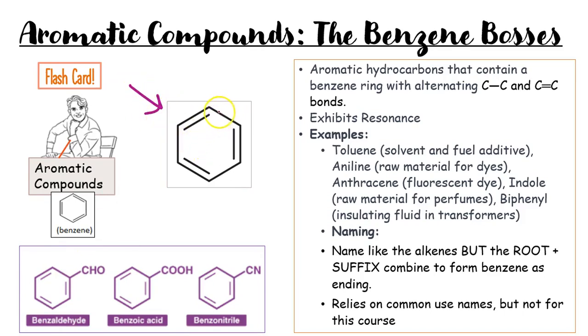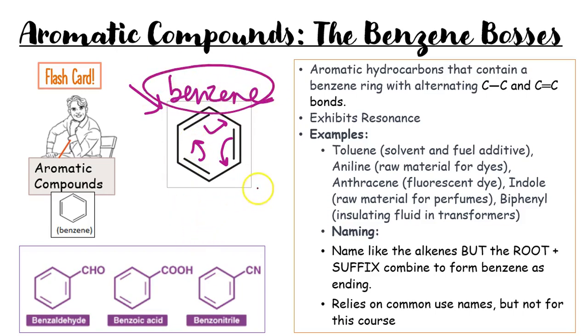They have alternating carbon single bonds and carbon double bonds. And not only do they alternate, they also provide resonance. So this double bond can be moved here, this one can be moved here, and this one can be moved here. Now, because this is flush with double bonds, this entire thing is called a benzene. All right? That's what it's going to be called, a benzene.